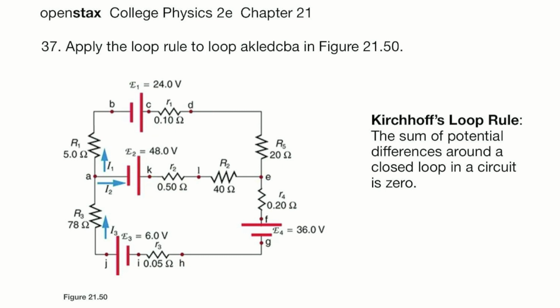Okay, in this problem, we have a circuit and we need to apply the loop rule to the loop that is specified. Kirchhoff's loop rule says that the sum of the potential differences around a closed loop in a circuit is zero. So we'll use our currents to mark the resistors so that we can find the correct potential difference across the resistor for the path that we take.